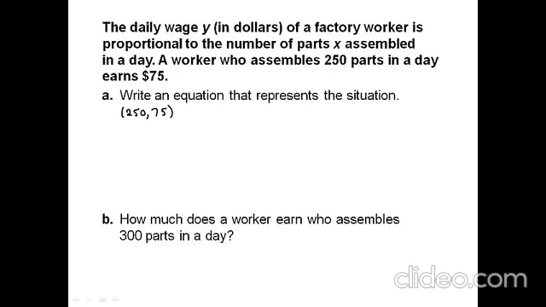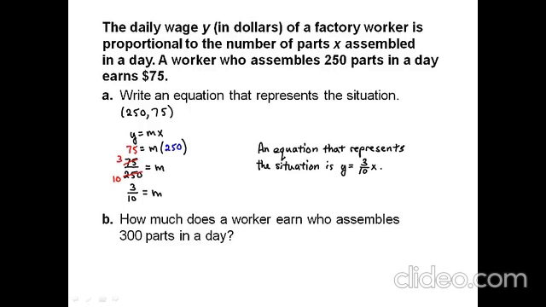First, write the direct variation equation, y equals mx. Then substitute 75 for y and 250 for x. Then solve for m. Divide each side by 250 to obtain 75 divided by 250 is equal to m. Then simplify. Dividing out a common factor of 25, you obtain 3/10 equals m. So, an equation that represents the situation is y equals 3/10 times x.